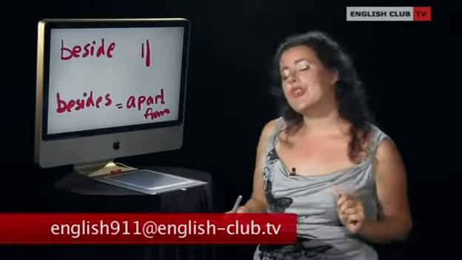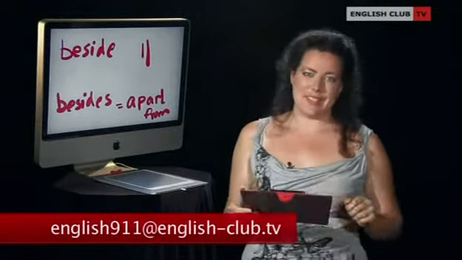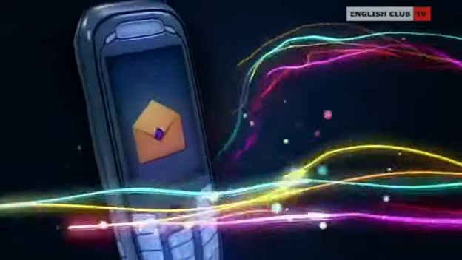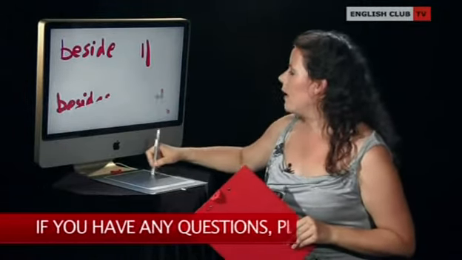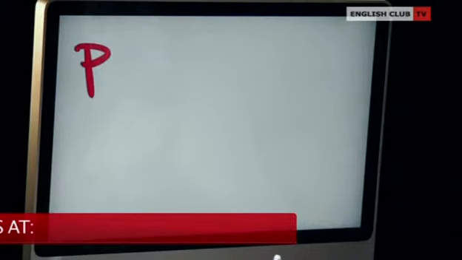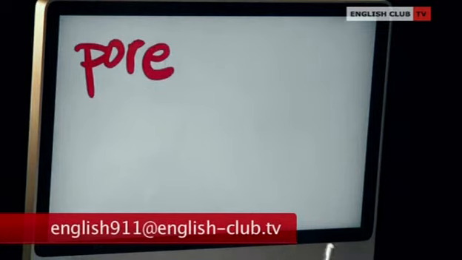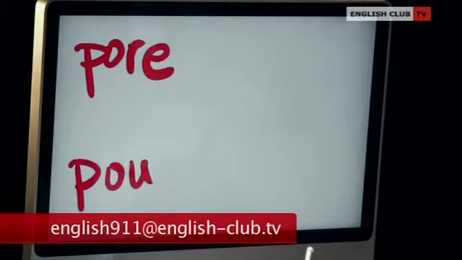So now on to our third question, which is from Slavic. Slavic's question is about the difference between poor and poor. So let's write these up, because again, homonyms, right? Homophones. To pore, O-R-E, and to pour, O-U-R.